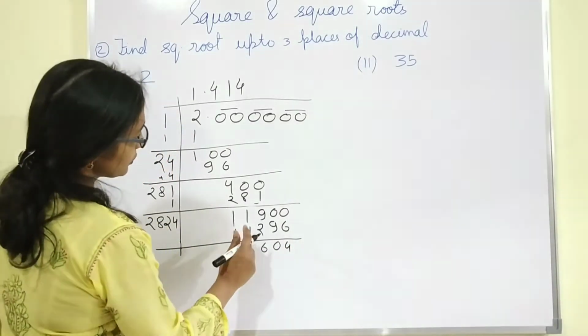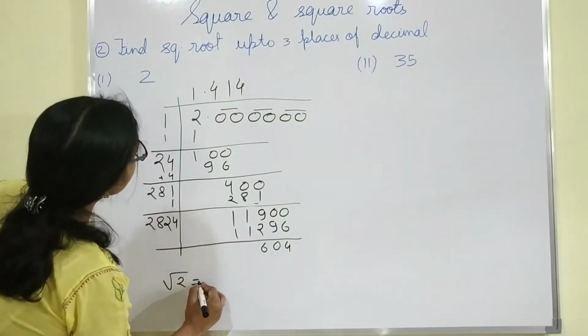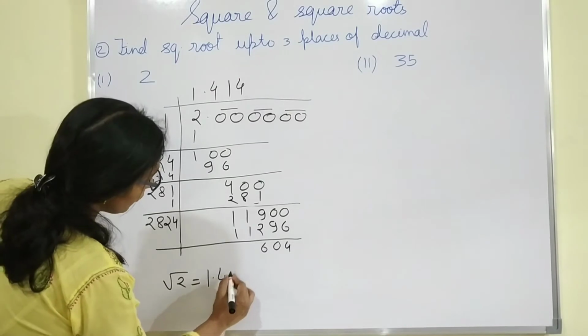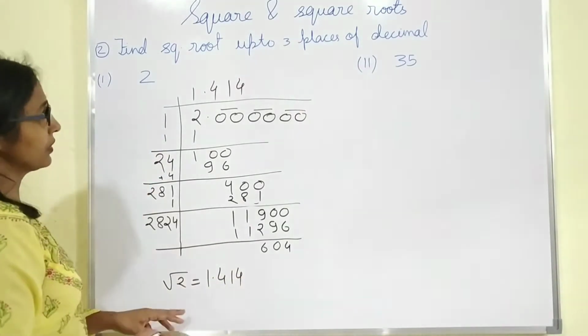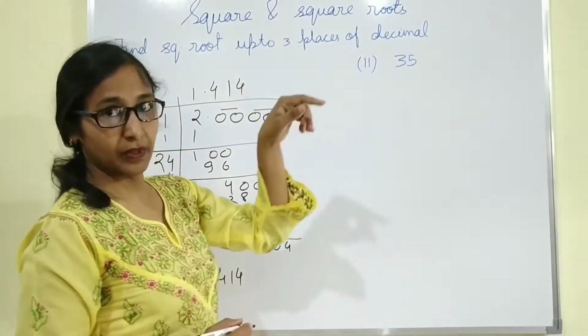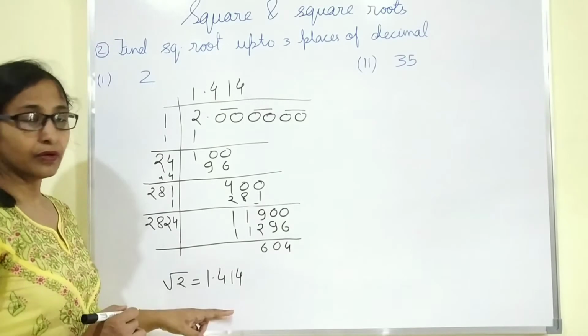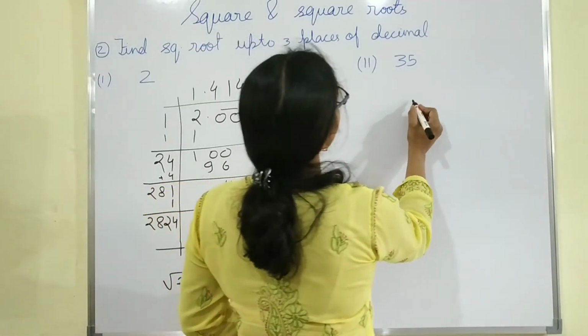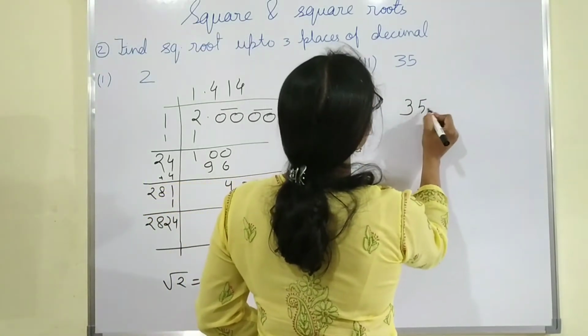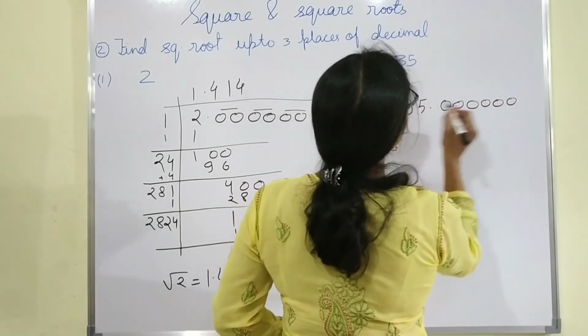Okay. So the square root of 2 is 1.414, because we have to take up to 3 places of decimal. So the square root of 2 is 1.414. Now 35. 35. 0 0 0 0 0 0.